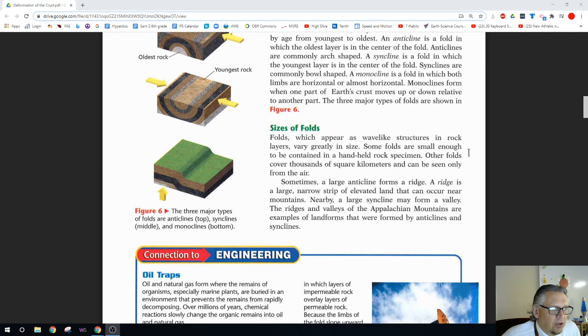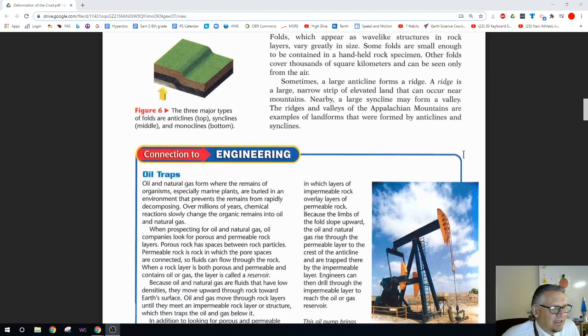A ridge is a large, narrow strip of elevated land that can occur near mountains. Nearby, a large syncline may form a valley. The ridges and valleys of the Appalachian Mountains are examples of landforms that were formed by anticlines and synclines.